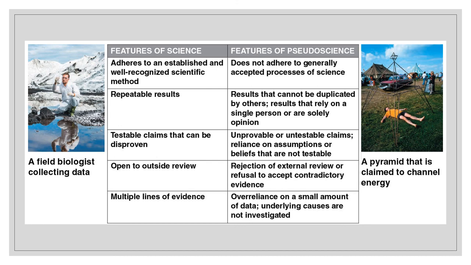So for example, we have an image of this pyramid that is supposed to channel energy into the body, but we know through countless different lines of evidence that the only way for a human to ingest or get energy is to break down food that we eat, okay? And then we'll talk about cellular respiration and that whole process.